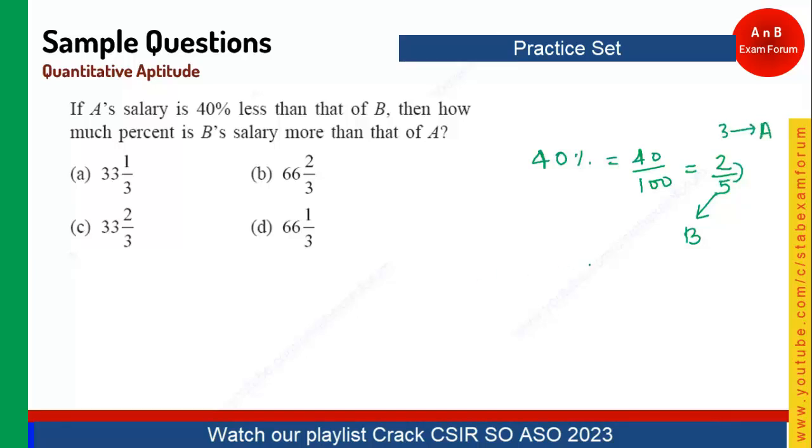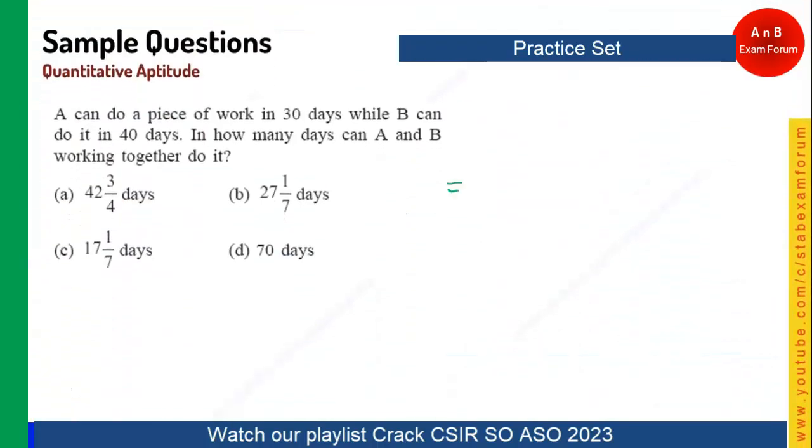Okay, so we need to find out how much percentage B's salary is more than that of A. So B's salary is more than that of A by 2 rupees with respect to A, so A comes downward, and the difference between them is 1, so percentage is 1 by 3 into 100 and it comes to be 33 1 by 3%. Okay, let's move to the next question.